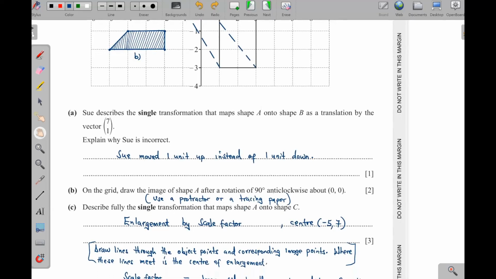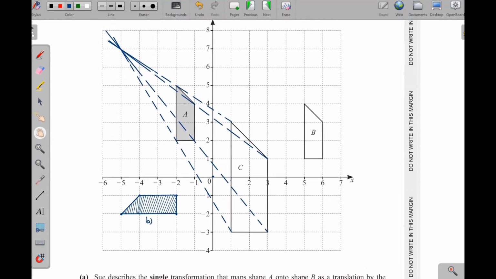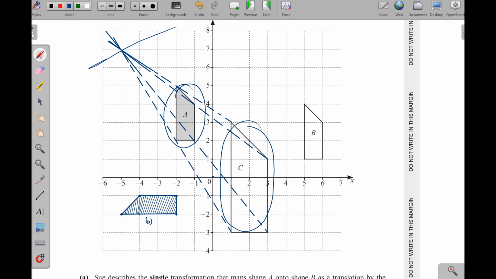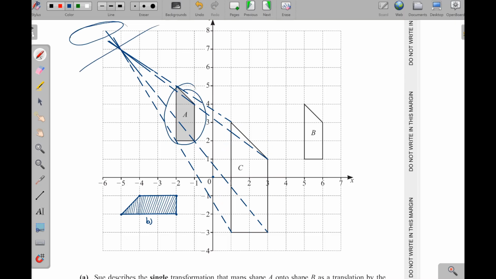So that means the scale factor is 2. And also, one other thing that is very, very important, it is the sign of the scale factor. If the scale factor is positive, that means the object and the image are on the same side of the center of enlargement. So the center of enlargement is here. Now these two are on the same side. But I can have the object here and then the image on the other side. When they are on opposite sides, that means the scale factor of enlargement is going to be negative.